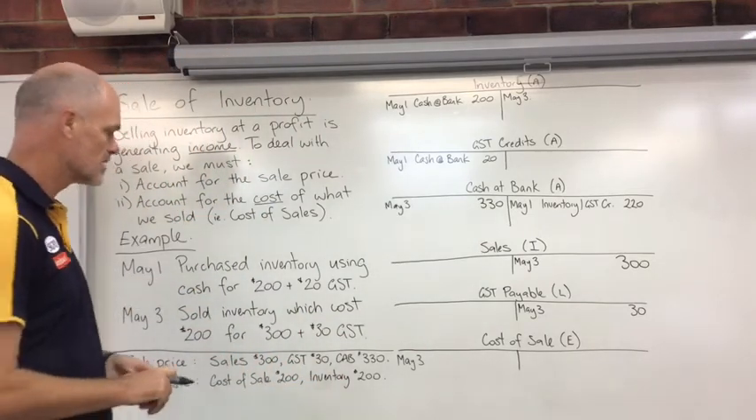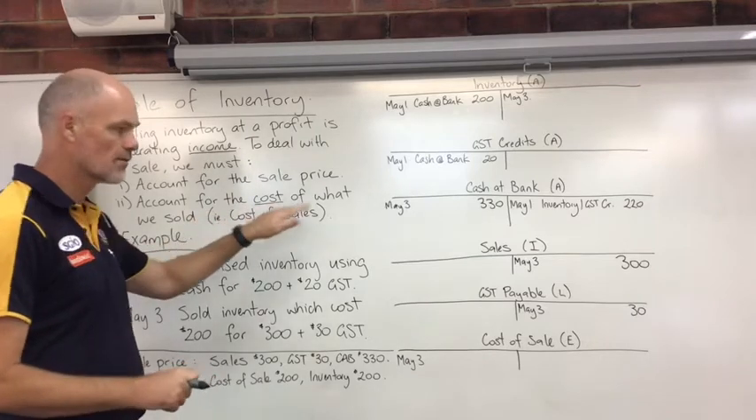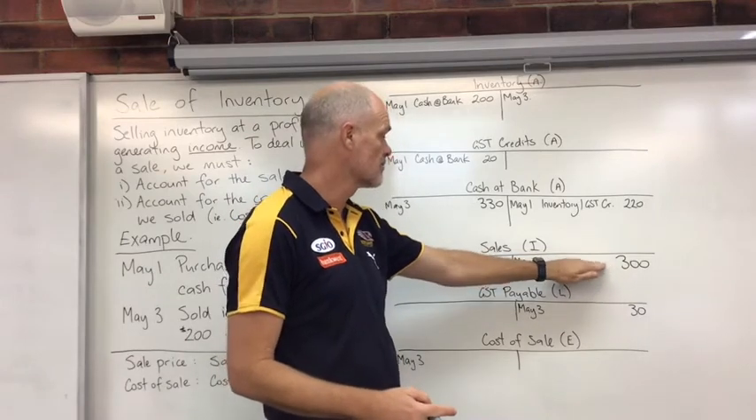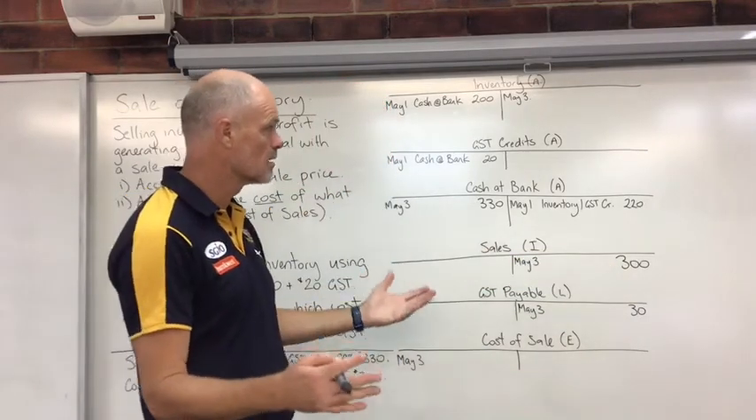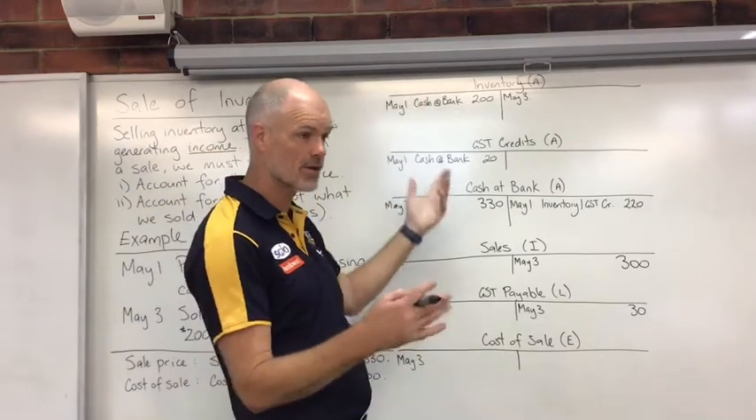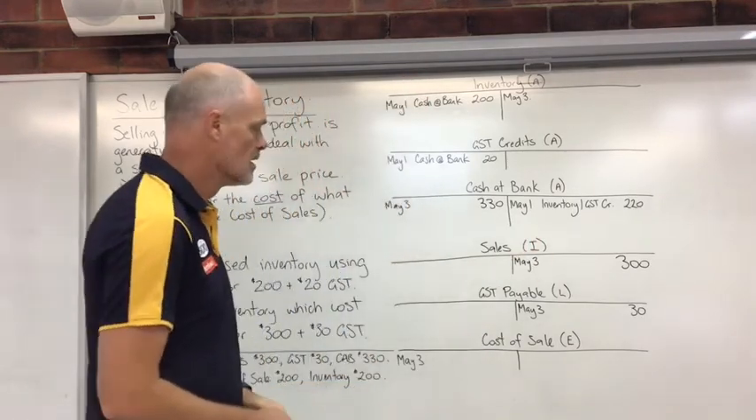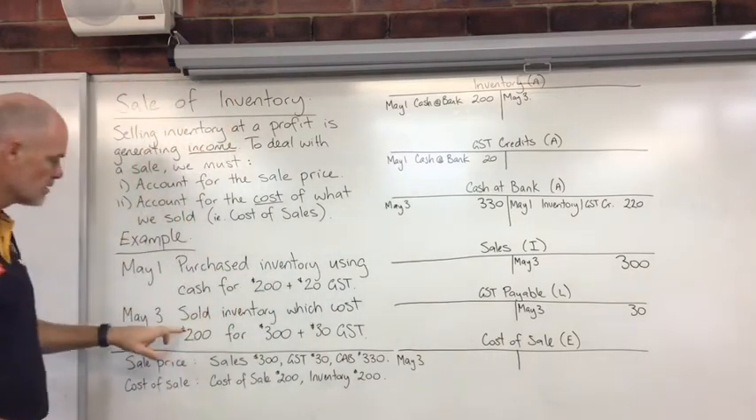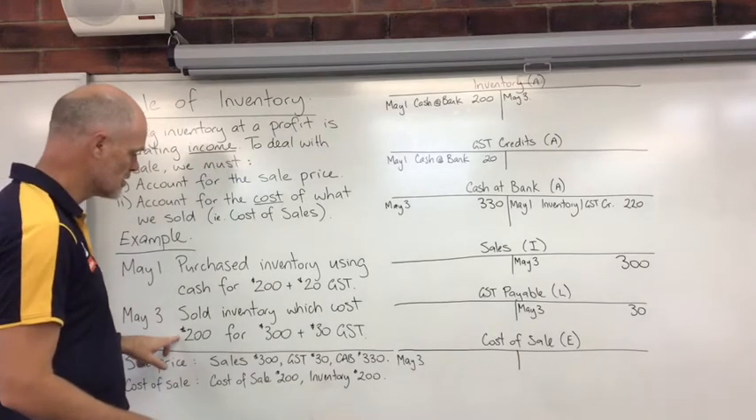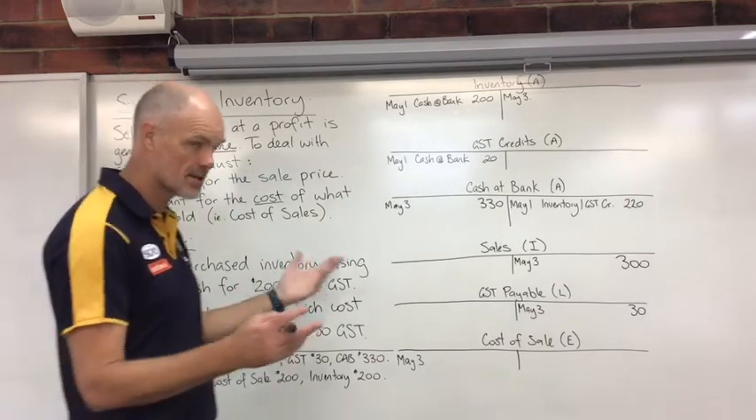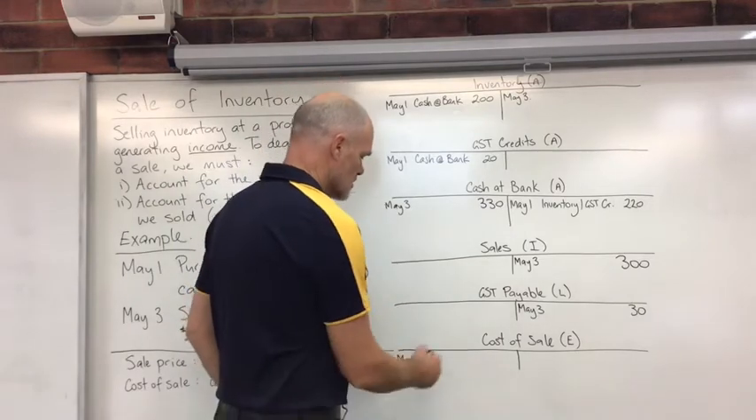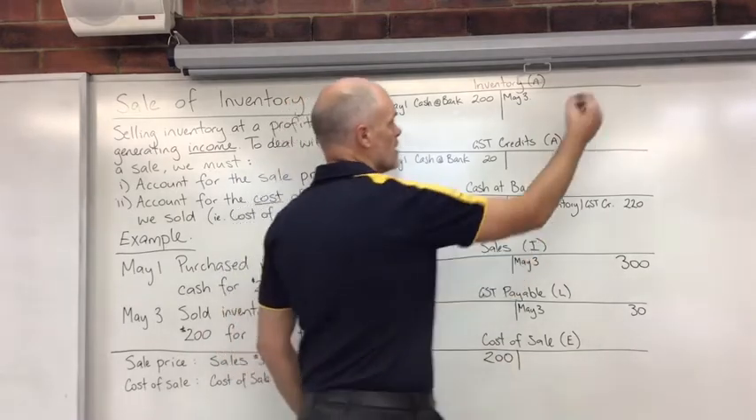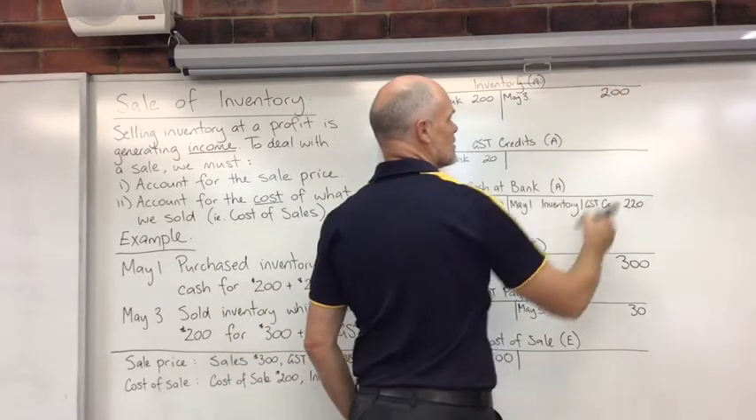The second part is we need to account for the cost of the sale. So what did it cost us to get the $300 in income? And the cost was we had to buy $200 worth of inventory in the first place to be able to sell it for the $300. So to account for the cost of what we sold, it is the value of inventory that you originally purchased that got sold for the $300. So that's the $200 worth of inventory. So on May 3, the second transaction is cost of sale $200, and then our inventory has decreased by $200.